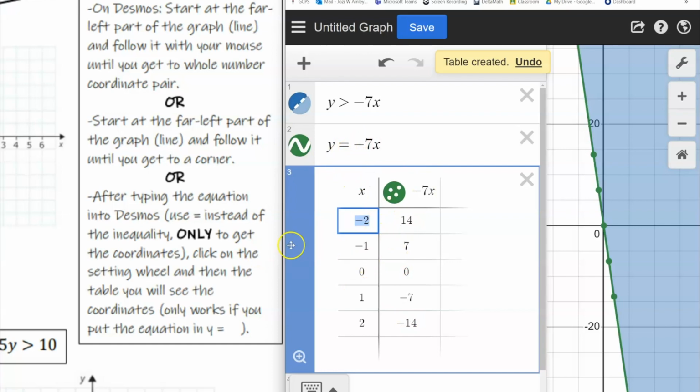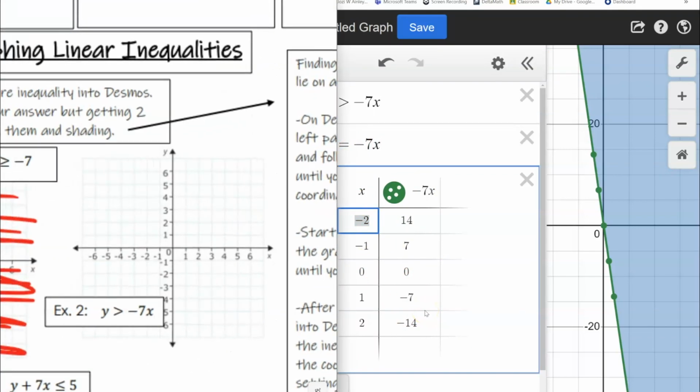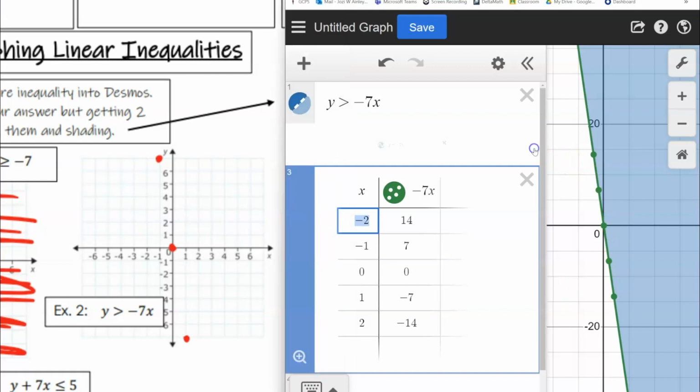And here are my coordinates. So all I have to do is transfer the nice numbers that I know how to plot, like 0, 0. I can definitely put 0, 0 there. Boom. Those are so negative. Okay, -1, 7, and 1, -7. So x and then y. Boom. All right, now I'm going to get rid of this table because I don't want to get confused.